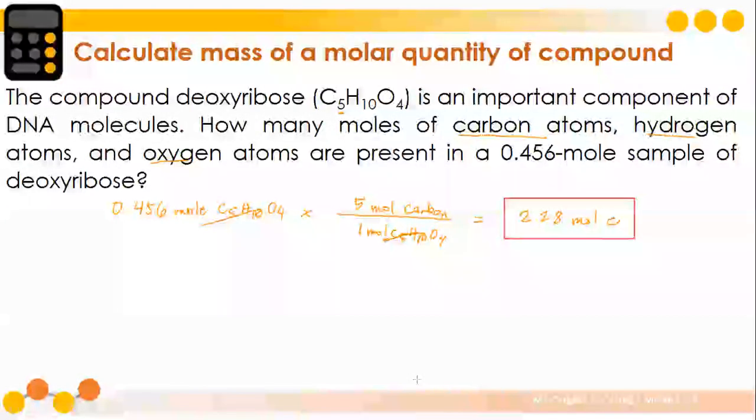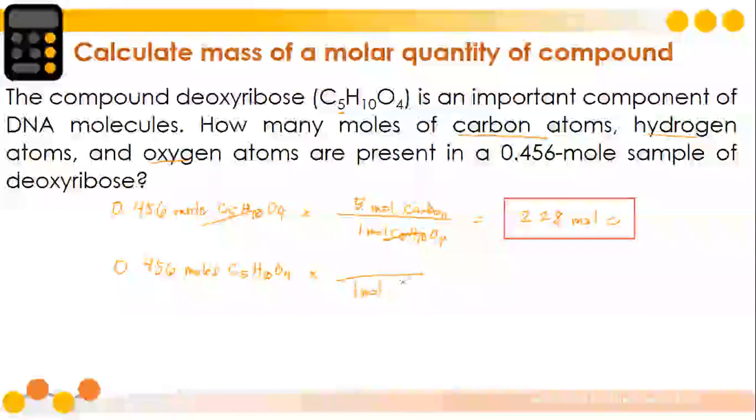Same method that we will use for solving for the moles of hydrogen. We have 0.456 moles of deoxyribose, or C5H10O4. Then you simply need to multiply it by how many hydrogen atoms are there in the compound. So in our compound, we have the subscript 10 for hydrogen, so we need to multiply it by 10 moles of hydrogen. Our final answer here, it's very easy, is 4.56 moles of hydrogen. You see how easy it is solving for the individual moles of each atom.